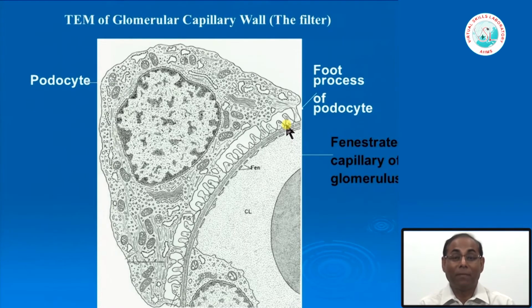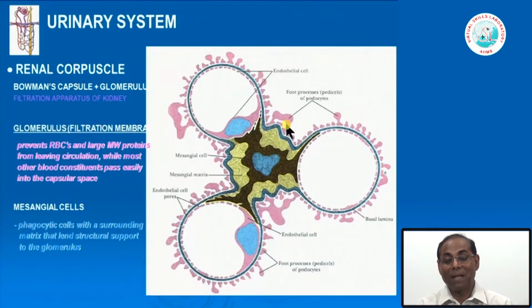If it starts coming to the urine, that indicates there is some abnormality in the glomerular filtration barrier. Most likely, it's damage to the podocyte. We'll come to that, how it can happen.